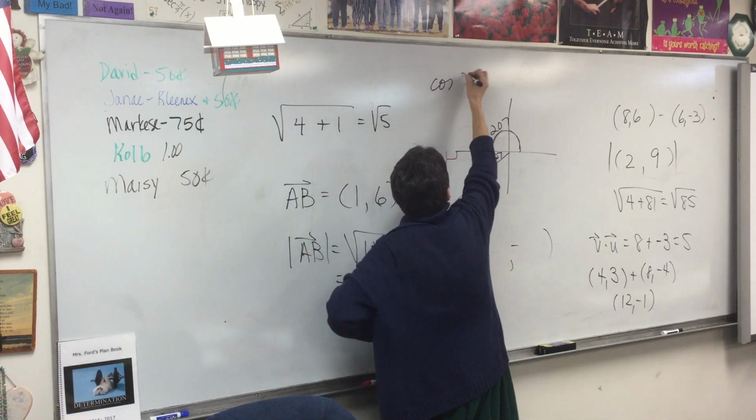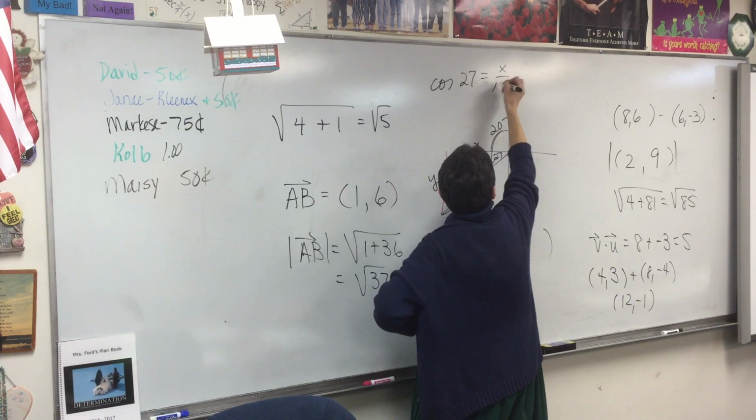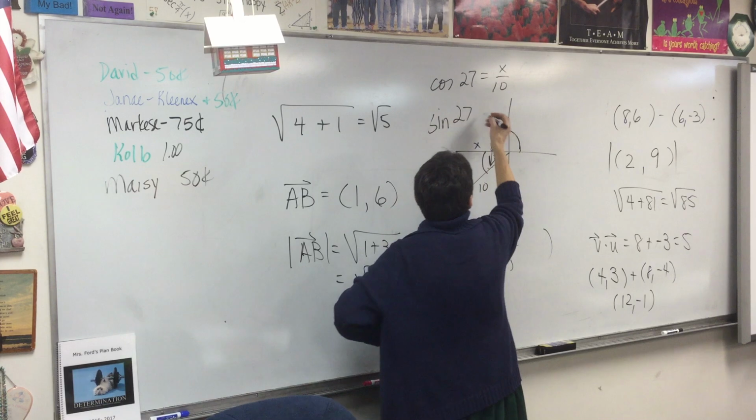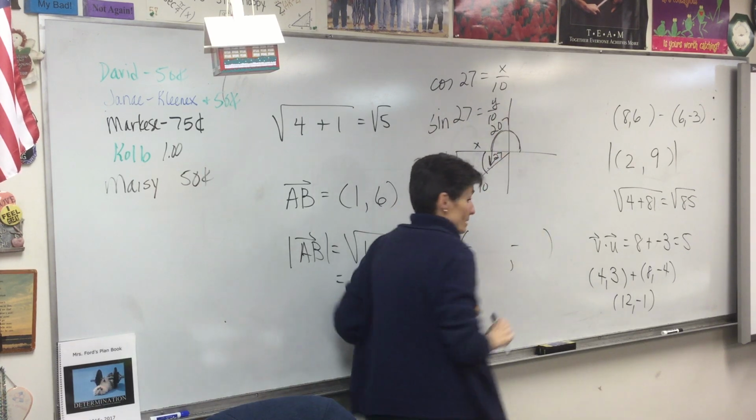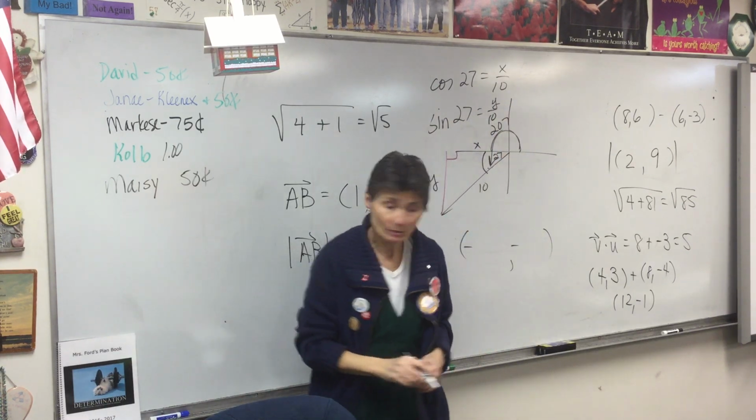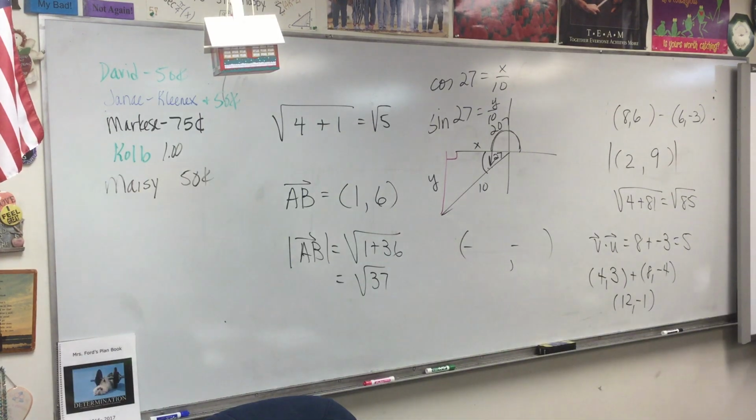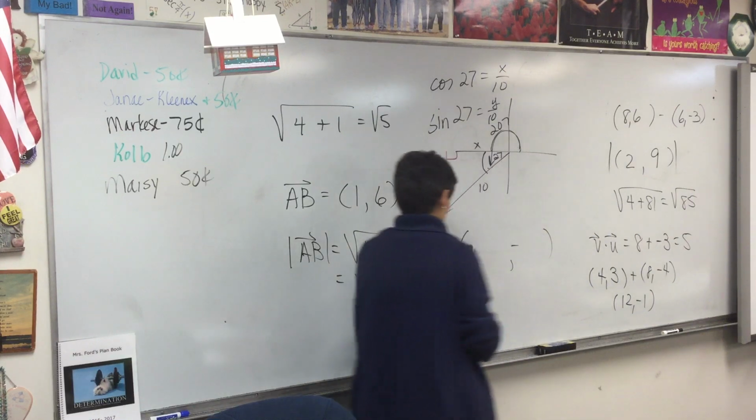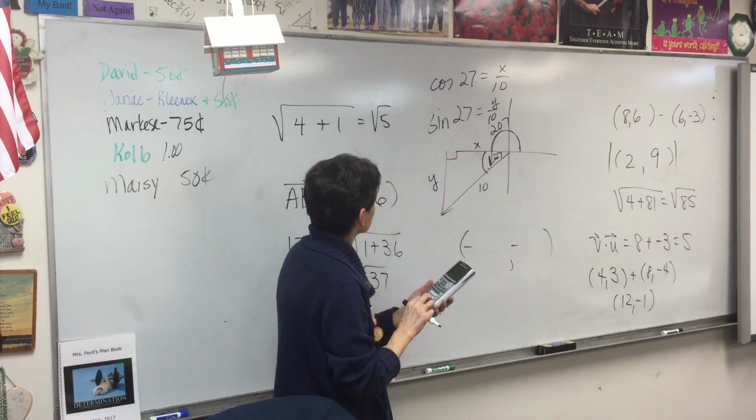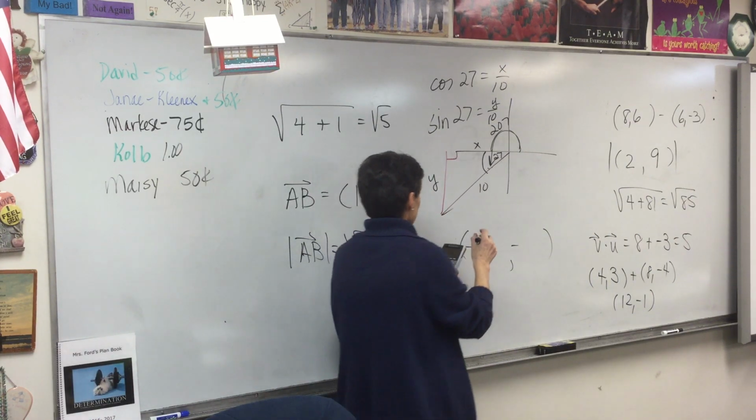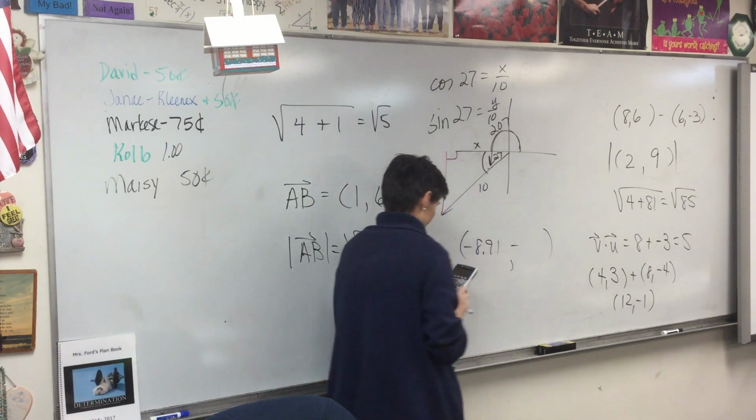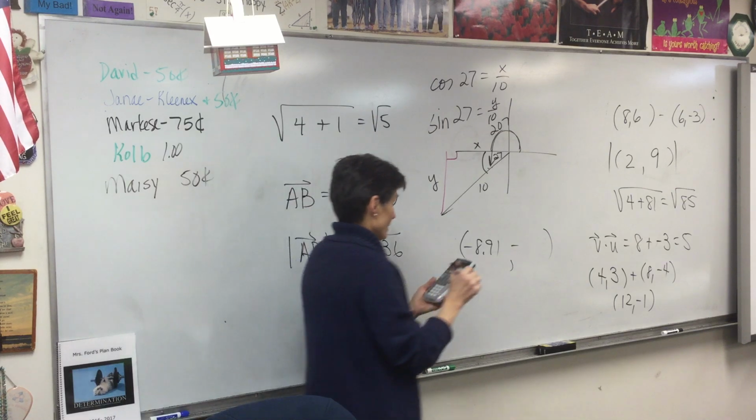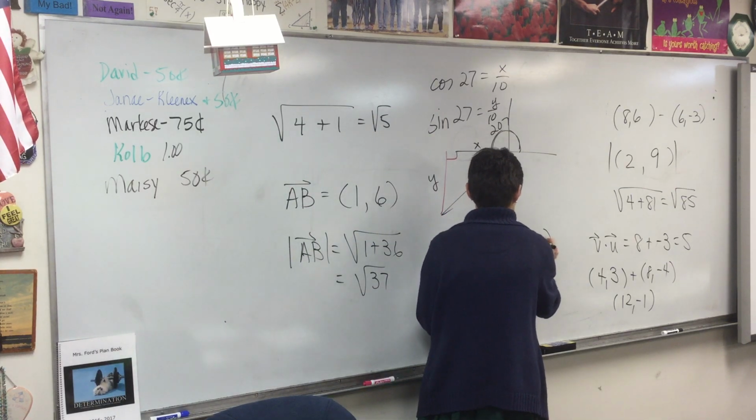27. So cosine 27 equals x over 10. Sine 27 equals y over 10. We can type those in on our calculator. So 10 cosine 27 is 8.91. 10 sine 27 is negative 4.54.